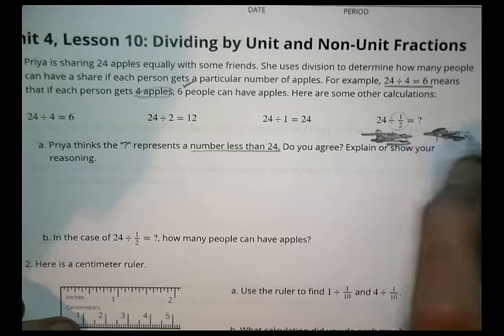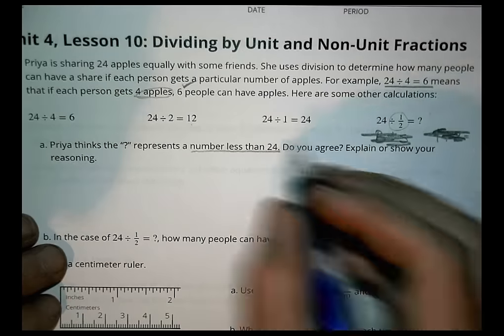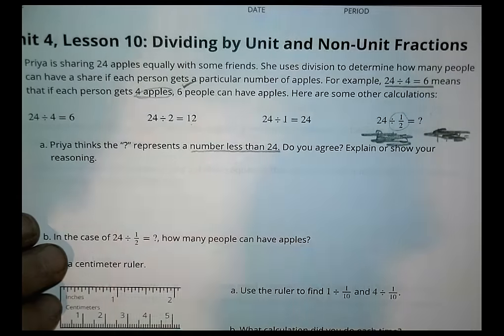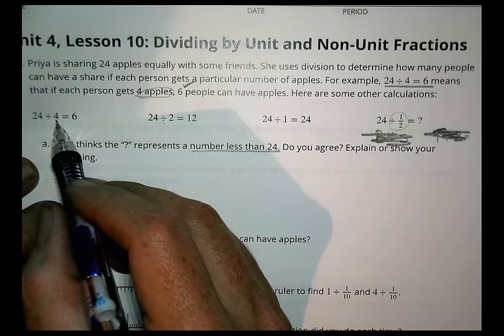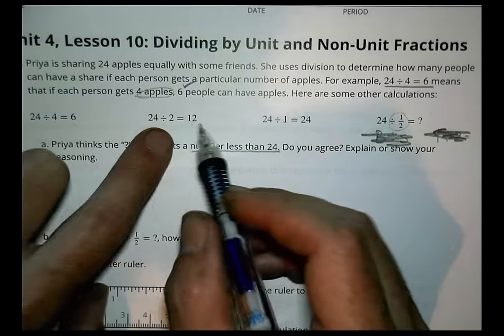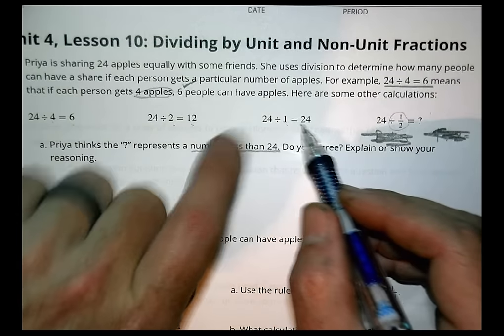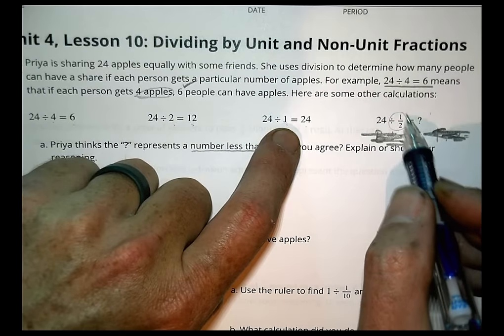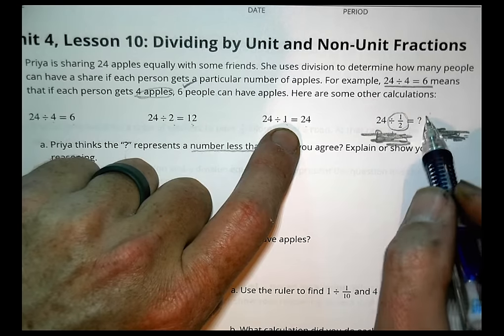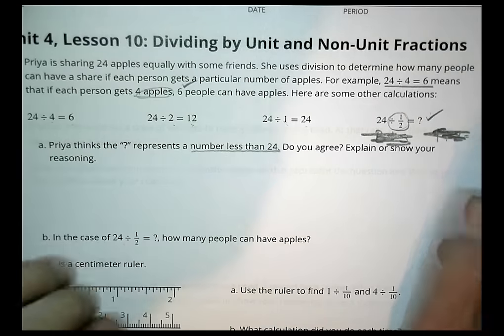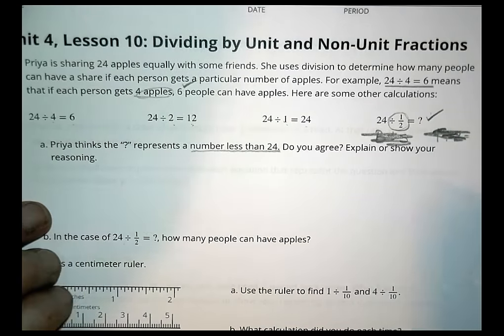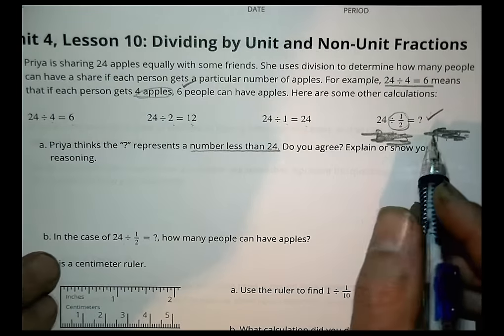Well, let's back up here. Do you think it's going to be more or less? Well, so far, when she divided by, everyone gets 4 apples, you get 6. When the number got smaller, our answer got bigger. So in this case here, if it's even smaller than 1, I would expect this to be greater than 24. That's what I think, first of all, in terms of reasoning, just looking at the pattern that was happening.